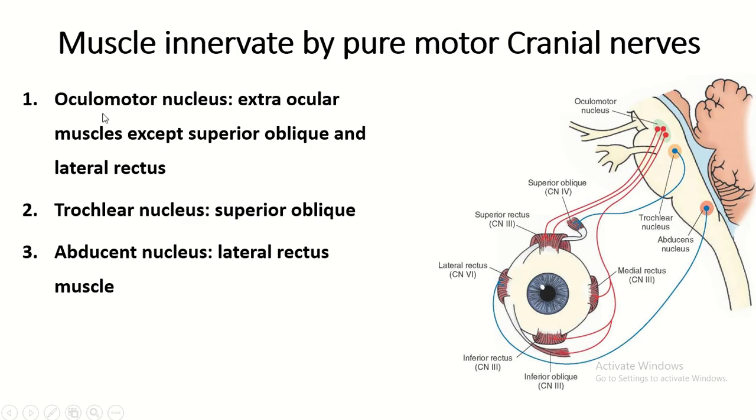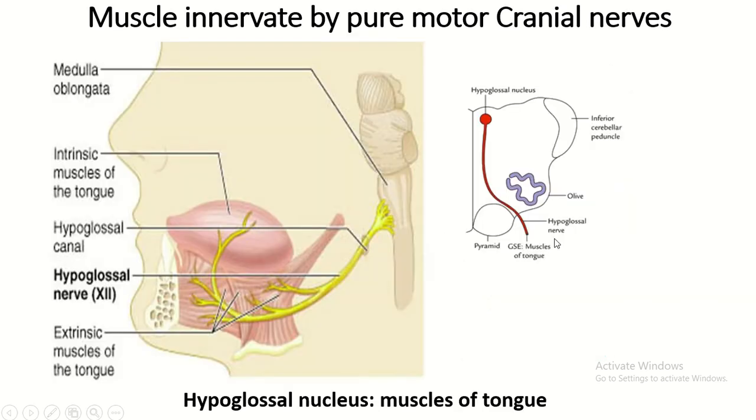The general somatic efferent component innervates the following muscles. The oculomotor nerve supplies extraocular muscles except the superior oblique and lateral rectus. The axon arising from the trochlear nucleus supplies the superior oblique muscle. The axon arising from the abducens nucleus supplies the lateral rectus muscle, and the rest of the ocular muscles are supplied by fibers arising from the oculomotor nucleus.